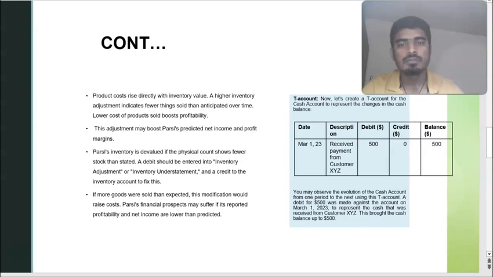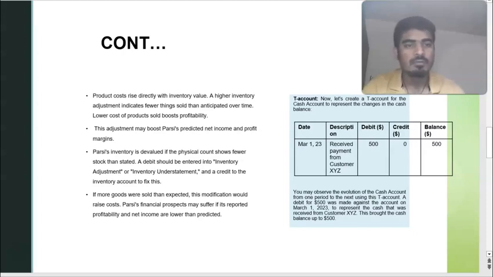If Parsi's inventory is devalued in the physical count and shows fewer stocks than stated, a debit should be entered into inventory adjustment or inventory understatement and a credit to the inventory account to fix this. If more goods were sold than expected, this modification would raise costs. Parsi's financial prospects may suffer if its reported profitability and net income are lower than predicted.